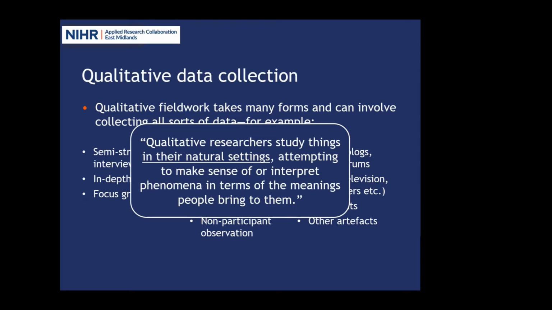And if we start from that position that qualitative researchers ideally study things in fairly natural settings rather than interventional RCT type settings, to make sense of or interpret them in the way that is meaningful to the people that bring them, I think that starts us to think about some of the distinctions between the various types of data that we can use for qualitative research.